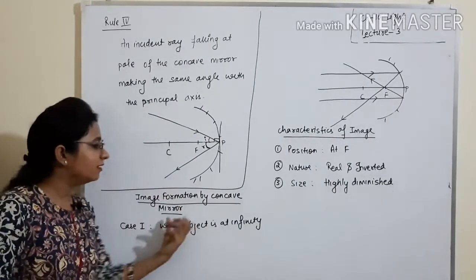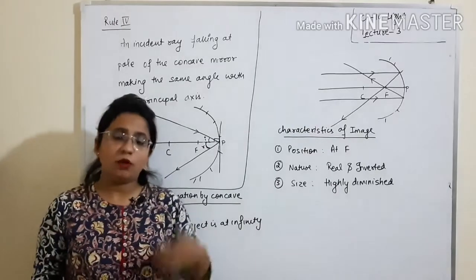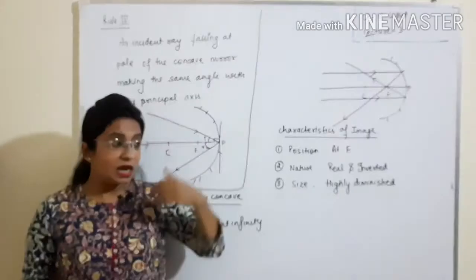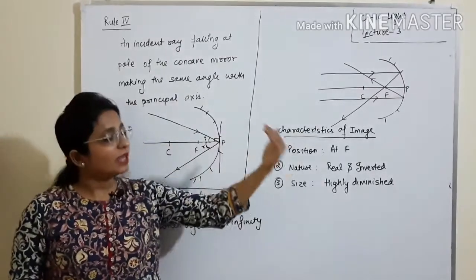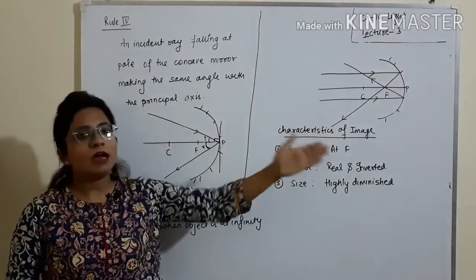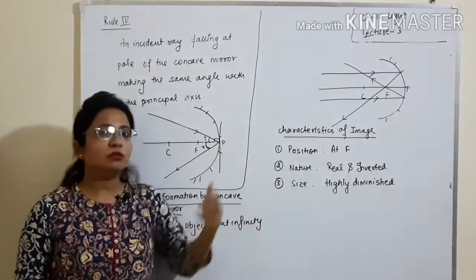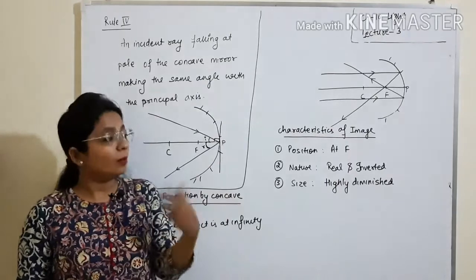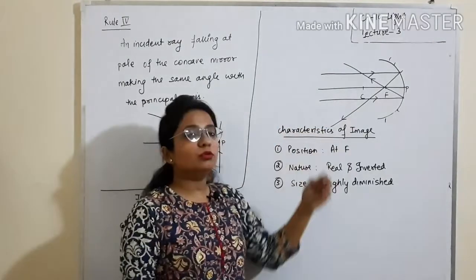The first case is when the object is at infinity. What do you mean by infinity? That is very, very far from us. We can't see that point, but the light rays coming from such a far point will obviously be parallel to the principal axis. इतनी दूर से जो लाइट रेज आ रही हैं वो हमें कैसी दिखेंगी? Parallel to the principal axis.